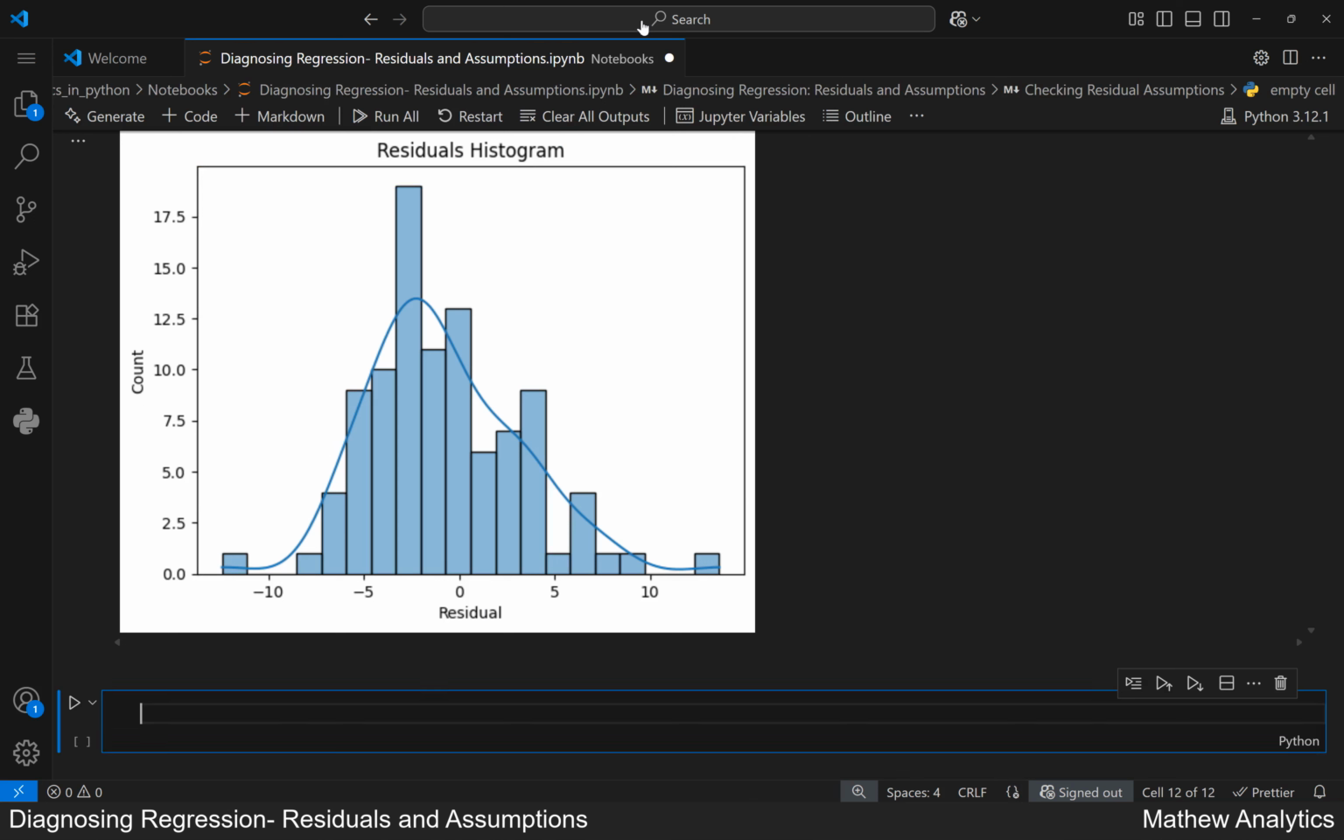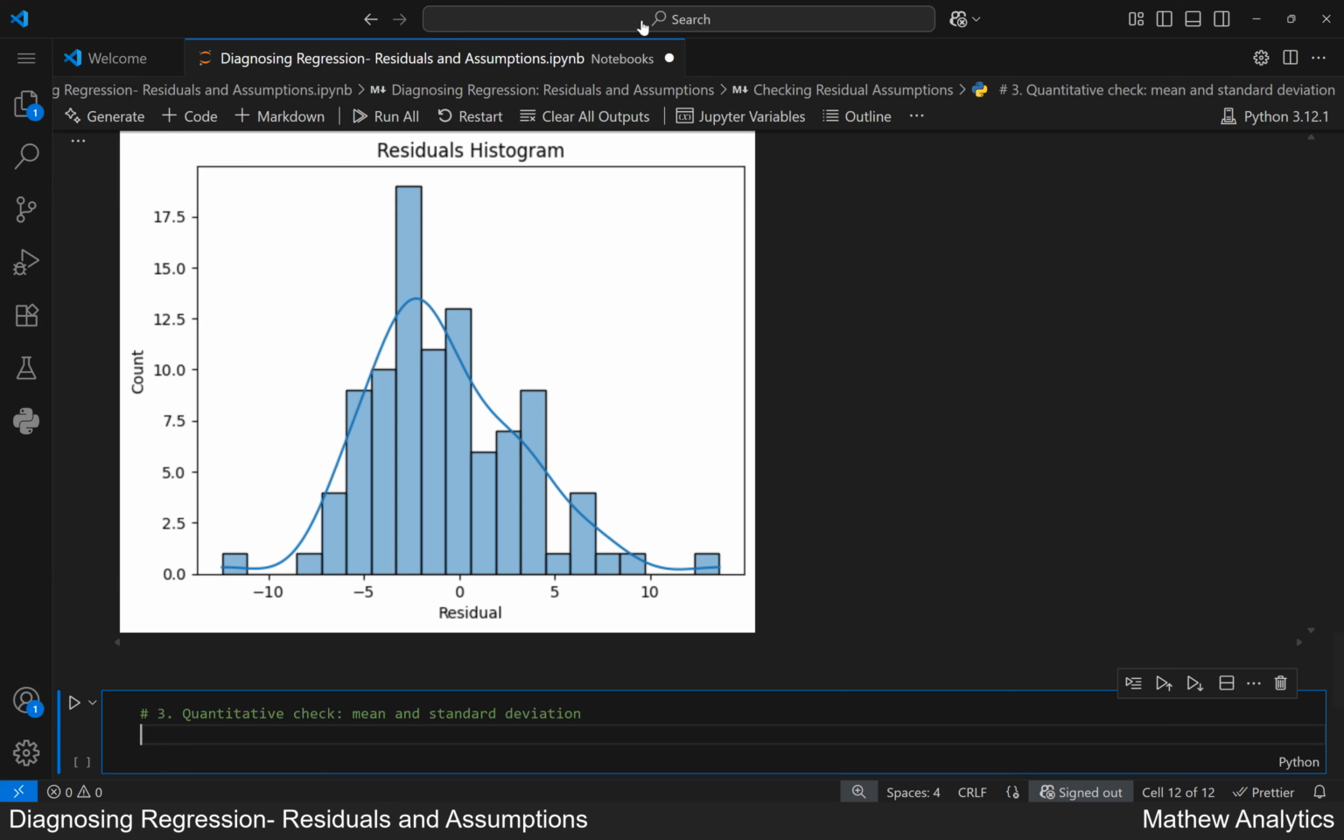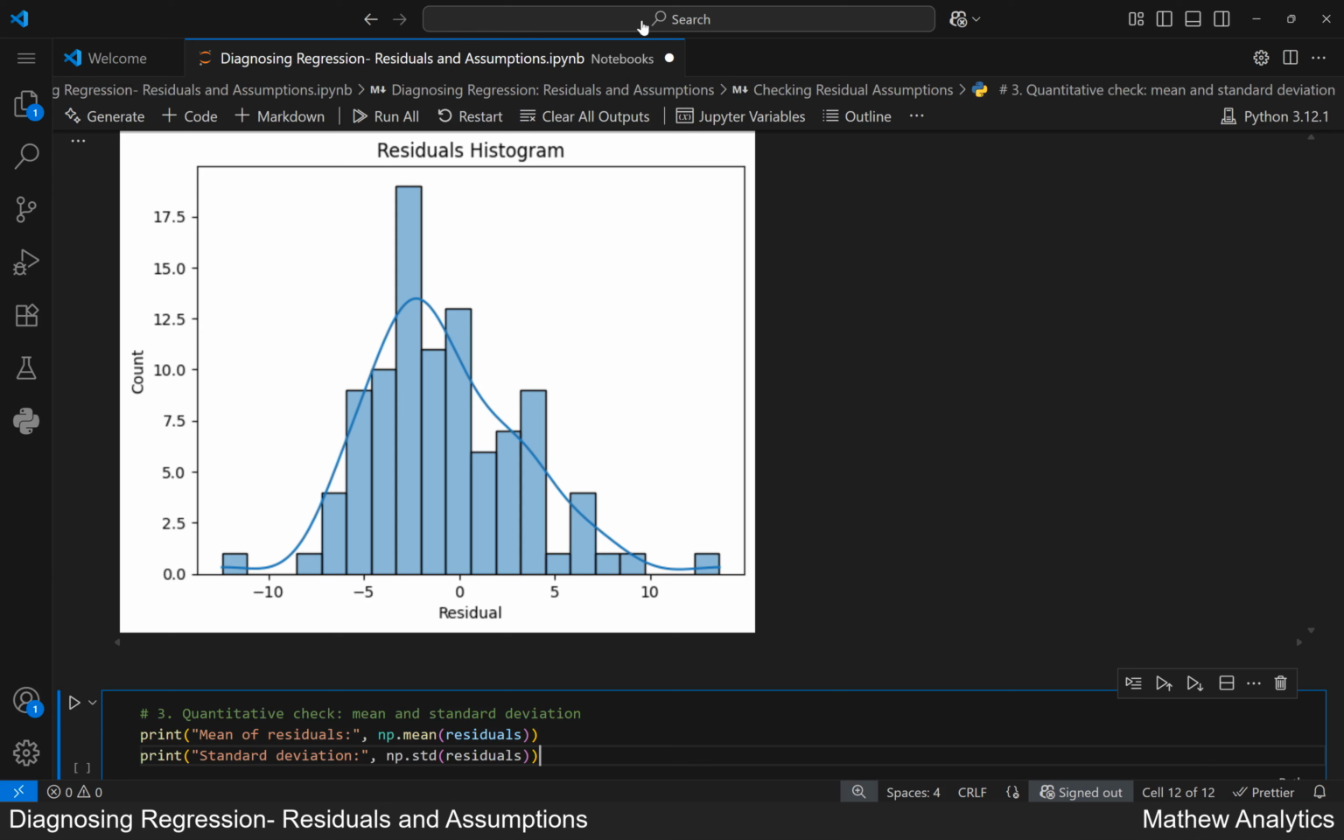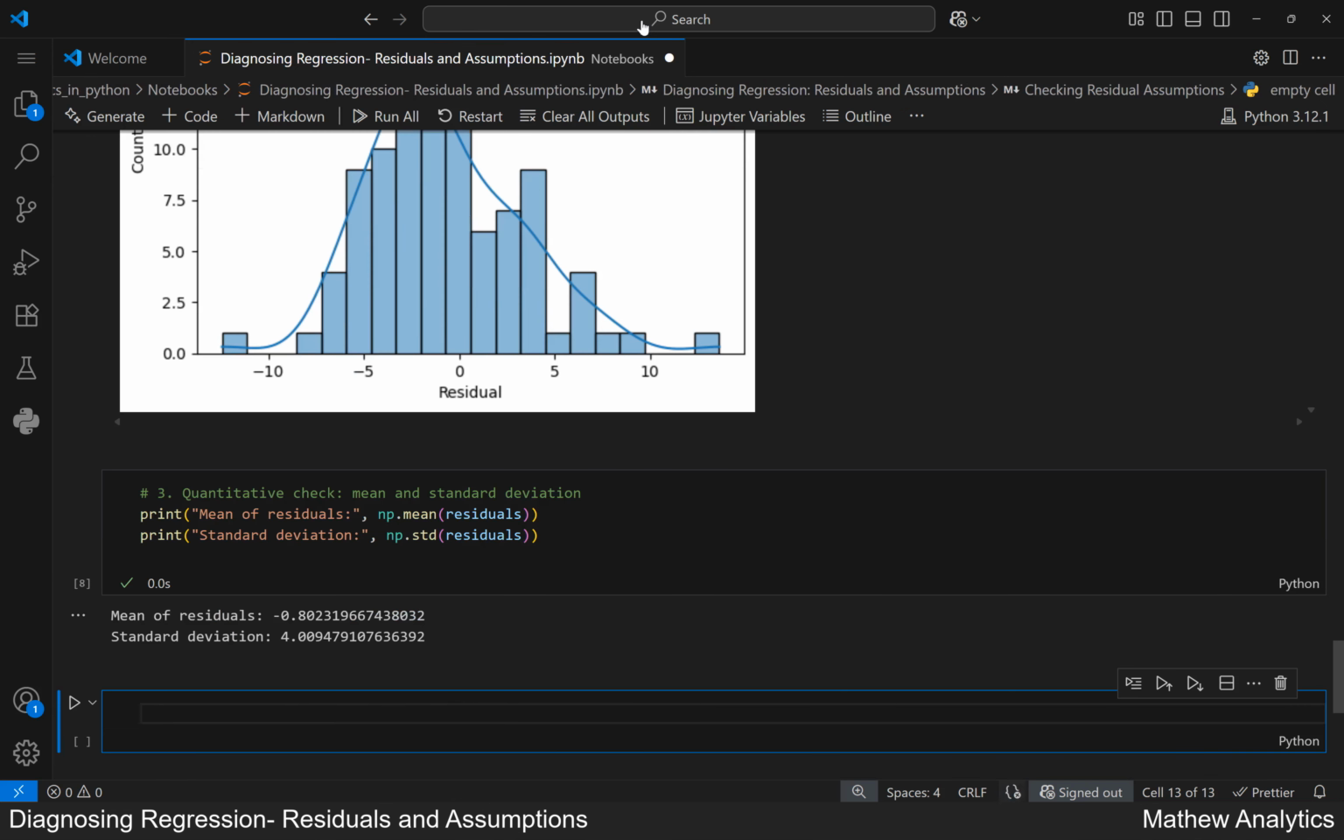Let us check some summary numbers for the residuals. We print the mean of the residuals. This shows if the model tends to be off in one direction. We also print the standard deviation, which tells us how spread out the residuals are. Running the cell now. Is the average close to 0? You want this value to be small.